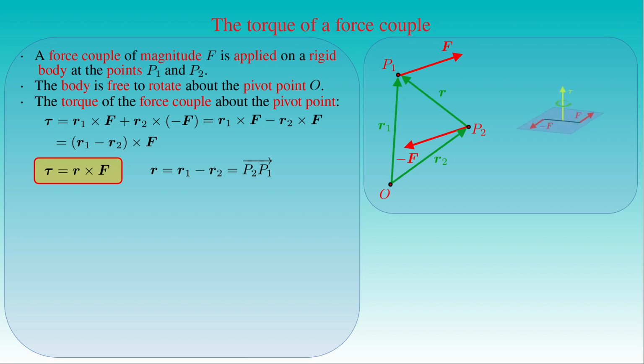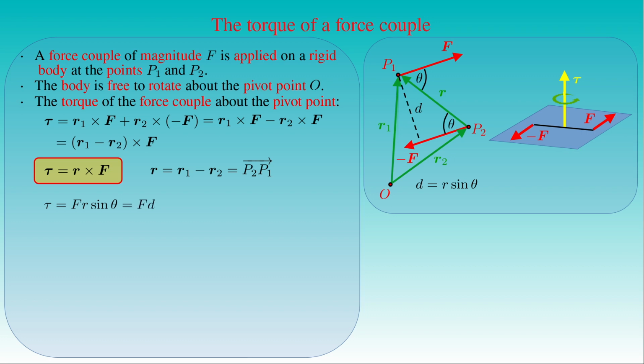The direction of the torque is perpendicular to the plane of the pair of forces, with the orientation determined by the right-hand rule of the cross product, and its magnitude is given by the magnitude of the force F, times the length of the vector R, times the sine of the angle theta between the vectors R and F. Since the length of the vector R times sine theta gives the distance d between the lines of action of the forces, we can state that the magnitude of the torque of a pair of forces is equal to the magnitude of any of the forces in the pair, times the distance between the lines of action of the force couple.